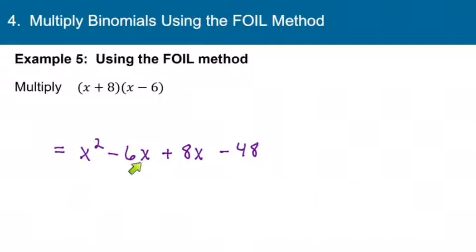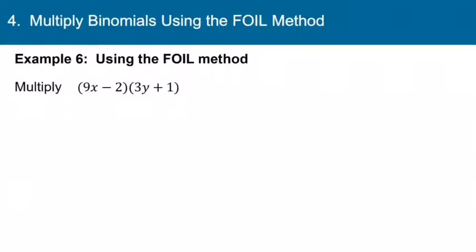Notice again that our outer term and our inner term are like terms, so we'll combine those and we'll end up with x squared plus 2x minus 48. And here is example 6.